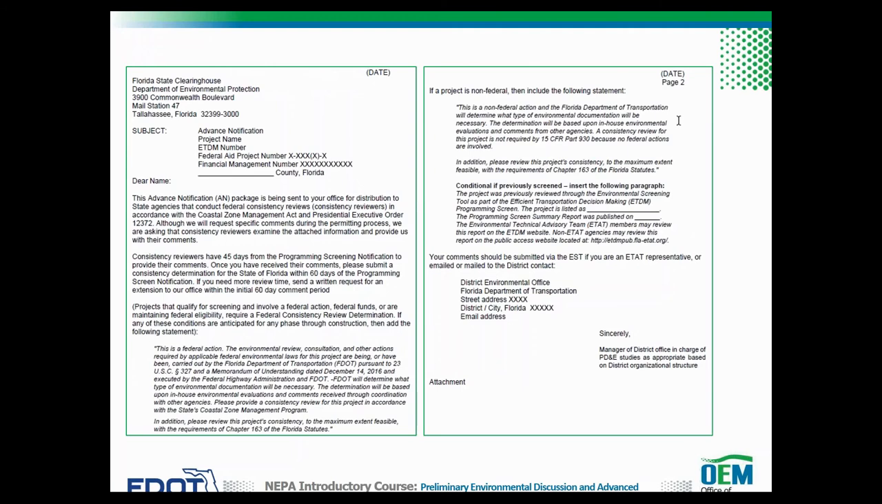Part 1, Chapter 3 of the PD&E Manual provides a template, as shown here, that should be used when preparing the AN cover letter. As you can see, this letter is addressed to the State Clearinghouse. It provides the identifying project details in the subject line. The opening paragraph explains the purpose of the letter, which is for a consistency review in accordance with the Coastal Zone Management Act and Presidential Order 12372, and requests a review. The letter continues, providing a time frame for review, standard statements to include as applicable, instructions on how to submit comments, and is signed by the appropriate district representative.